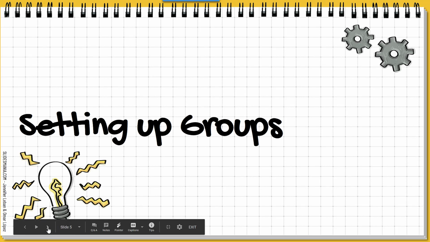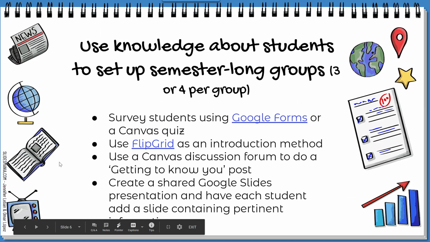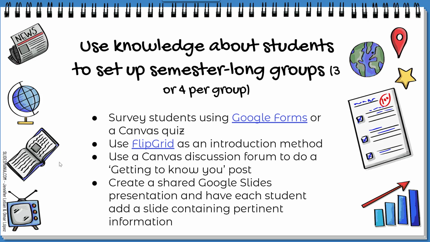So first of all, we're going to start with how to set up groups. There are lots of different ways to do this, but the way I do it is I try to figure out something about my students. I use the knowledge about my students to set up the semester-long groups. And I typically go 3 to 4 per group. Sometimes I have 4 in a group, and sometimes I'll have 5 in a group and maybe make one of them the floater to help out other people in the group.